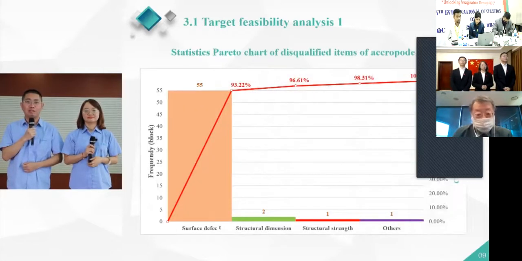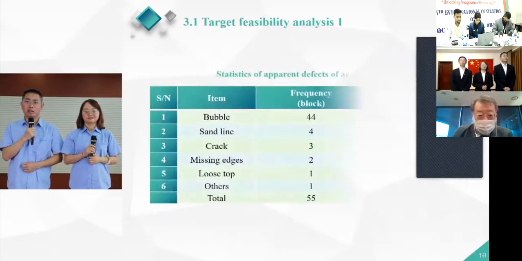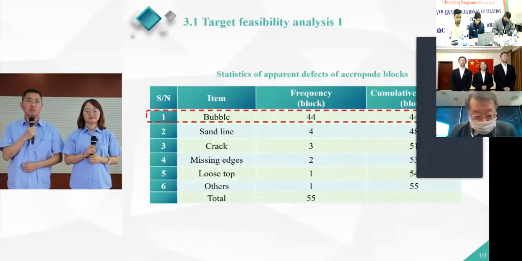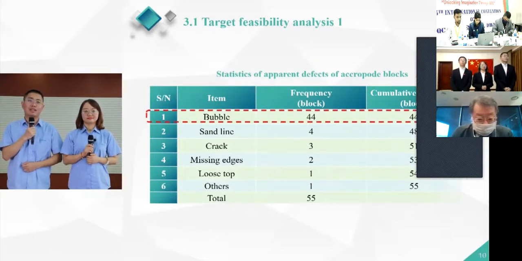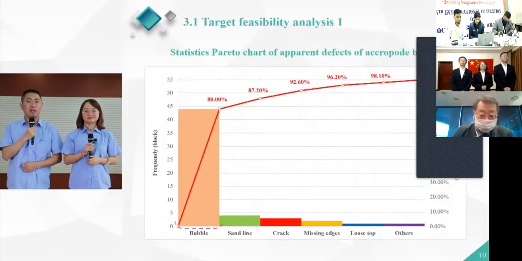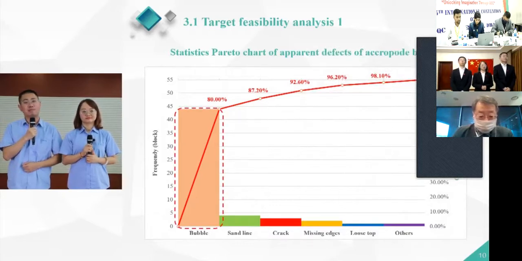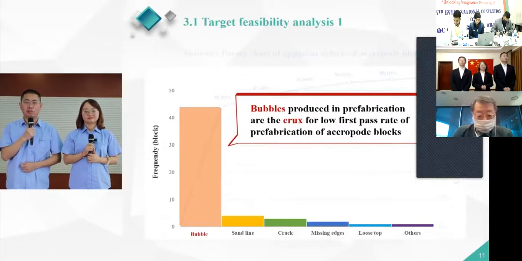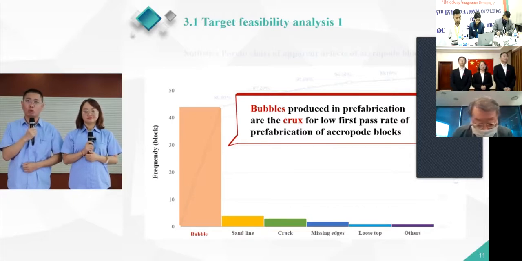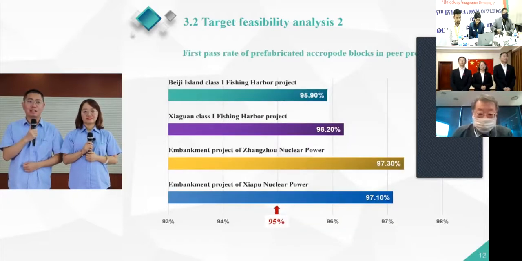The apparent defects account for 93.22%. Then, we made further analysis on these apparent defects with the stratification method again. As seen from the Pareto chart, the bubble issue accounts for 80% of the defective items. Thus, it can be confirmed the bubble issue is the crux of the low first pass rate, and it is the main problem to solve.